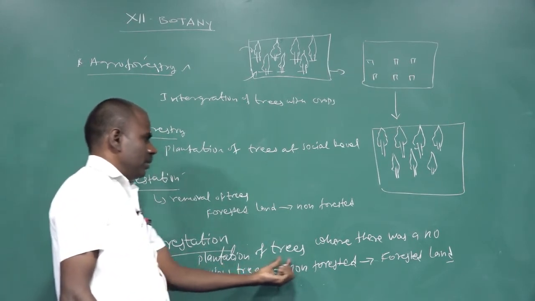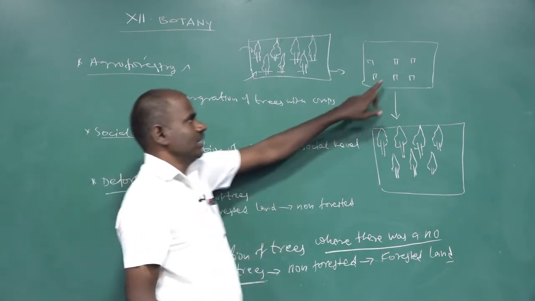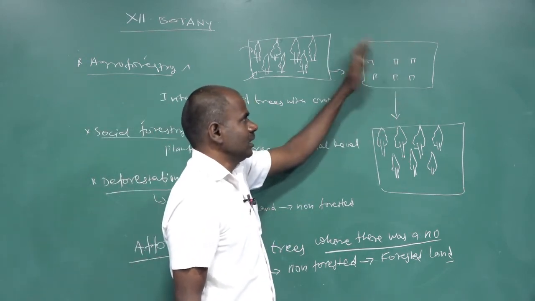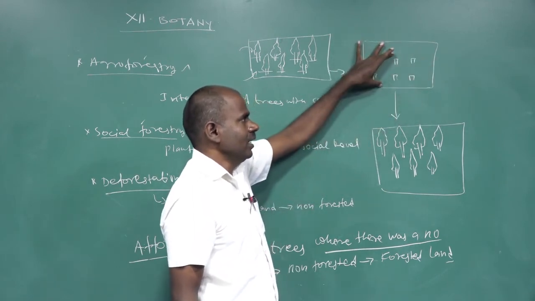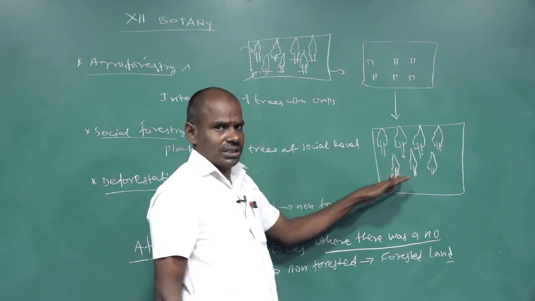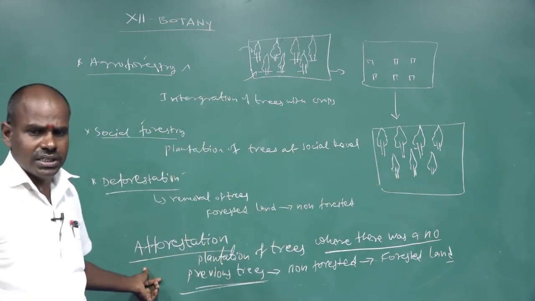Afforestation means plantation of trees where there were no previous trees. This non-forested land is cultivated to form a new forest. That process is called afforestation.